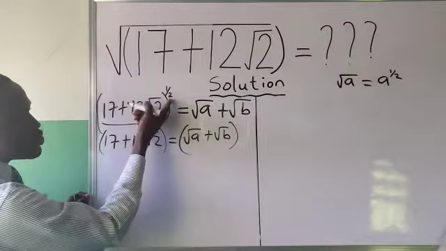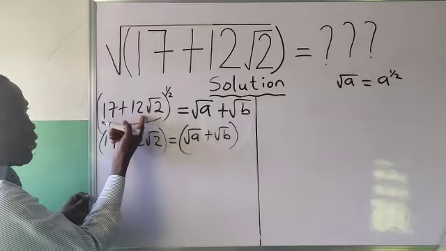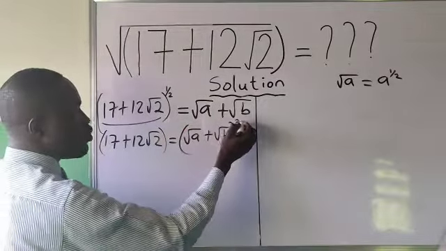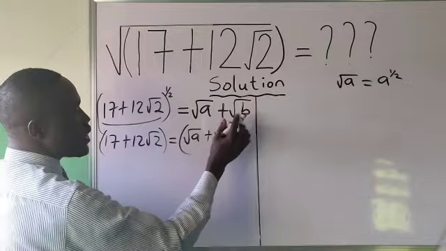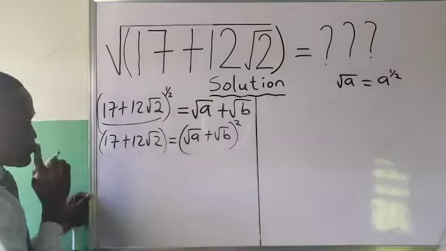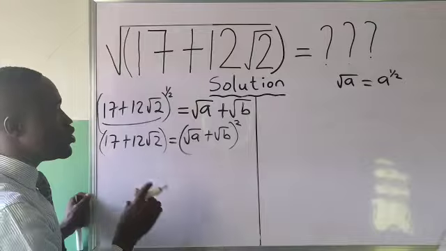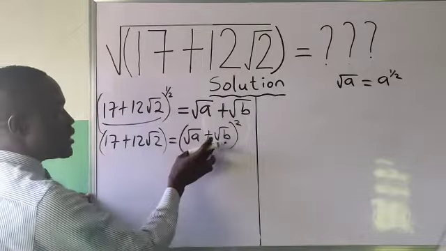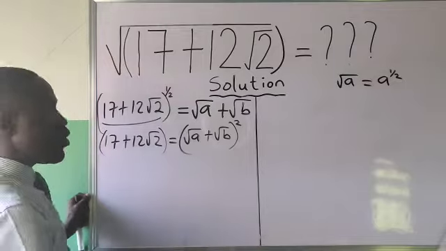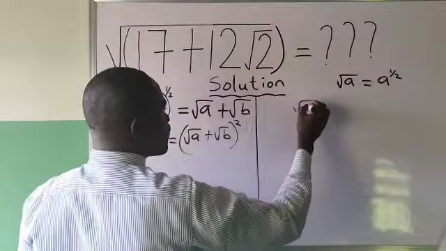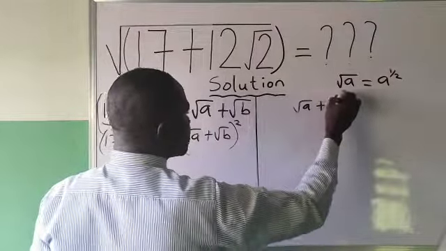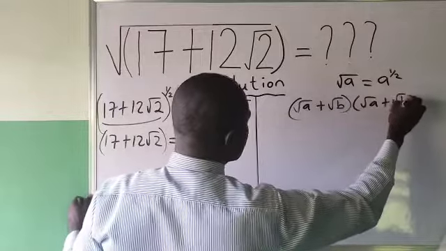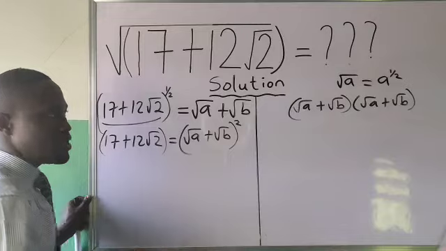Now 1 over 2, which is the power here, will cross to the other side of the equation to be turned into 2 over 1, and 2 over 1 is the same thing as 2. Now, the next thing we do is to expand this. There are many ways one can expand this. One can say square root of A plus square root of B, bracket, bracket, square root of A plus square root of B, and we use this to expand it.